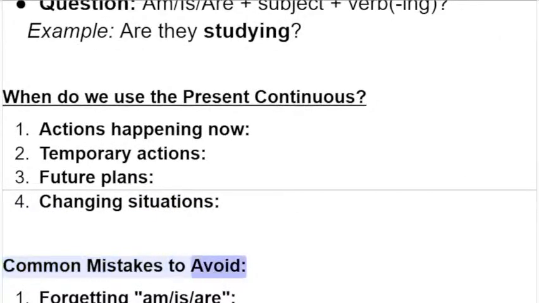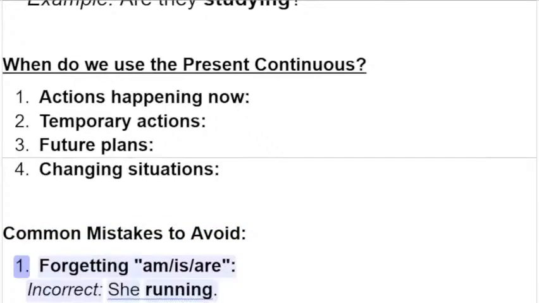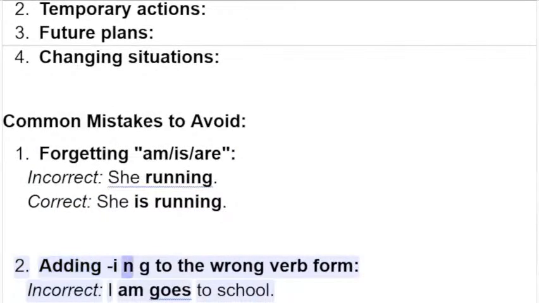Common mistakes to avoid. 1. Forgetting am, is, are. Incorrect: she running. Correct: she is running. 2. Adding ing to the wrong verb form. Incorrect: I am goes to school. Correct: I am going to school.